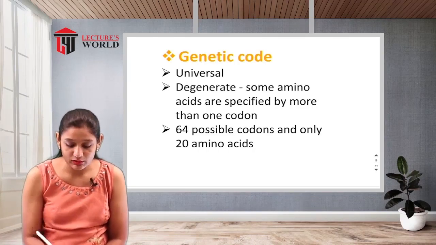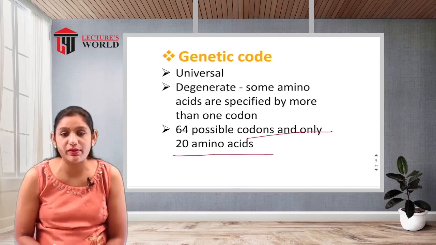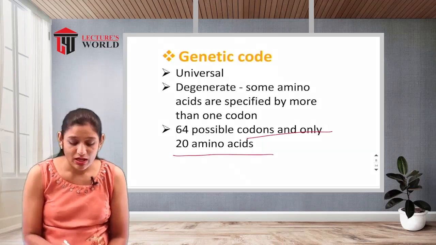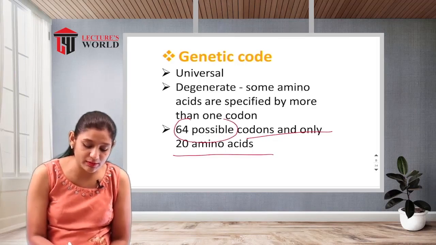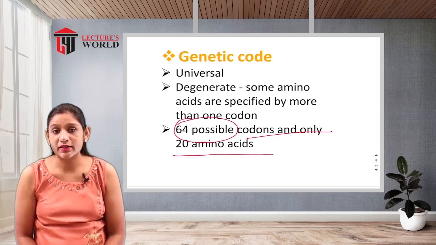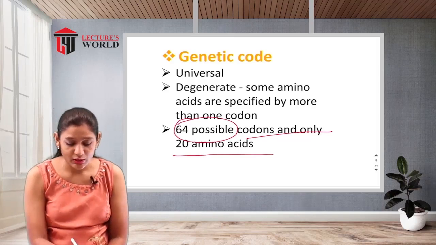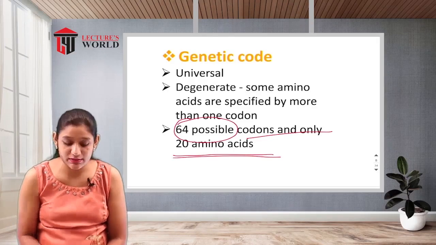There are 64 possible codons and only 20 amino acids. Out of them, how many types of codon possibilities are there? So there are 64 possibilities, which code for the 20 amino acids.